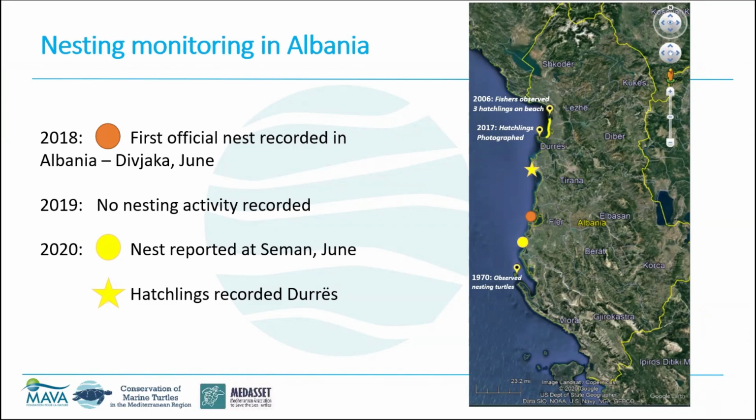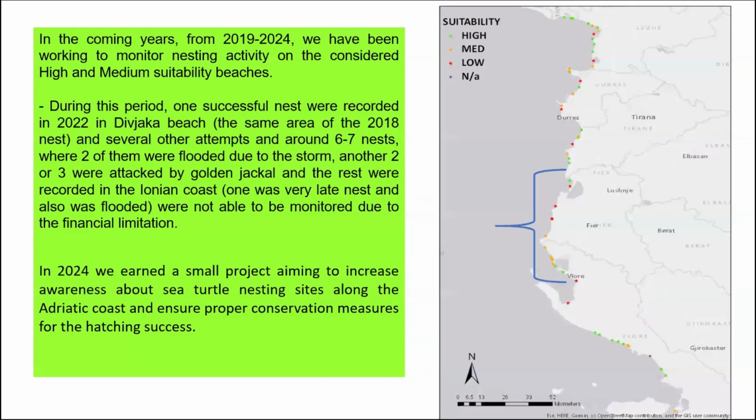About nest monitoring: after this stage, we now have the list of potential beaches. Now we have to monitor for nests. The first official nest we had in Albania was in 2018 on the mid-coast here. And after these years, from 2019 to 2024, we have had several cases, recorded a few nests and attempts, but we also faced a problem with flooded nests.